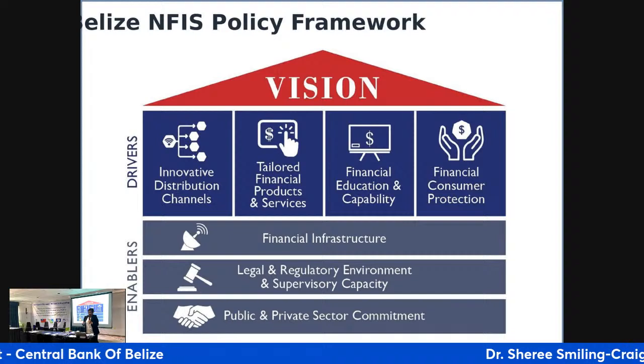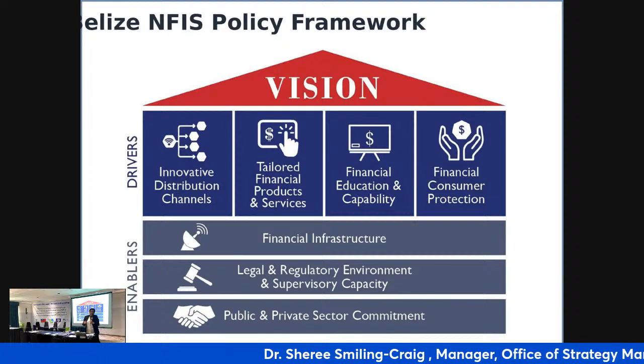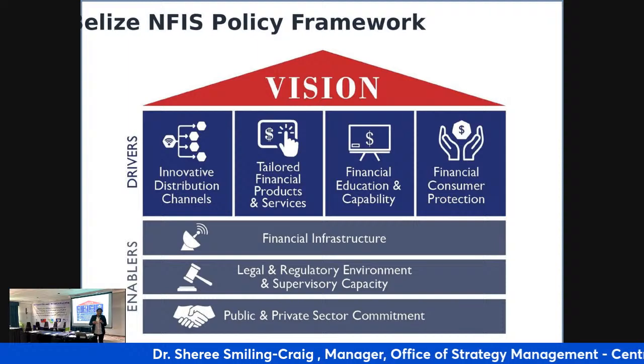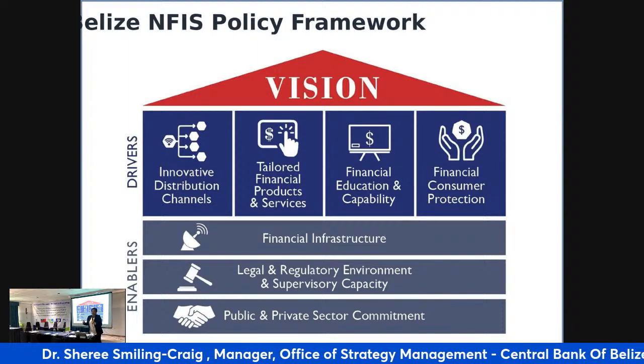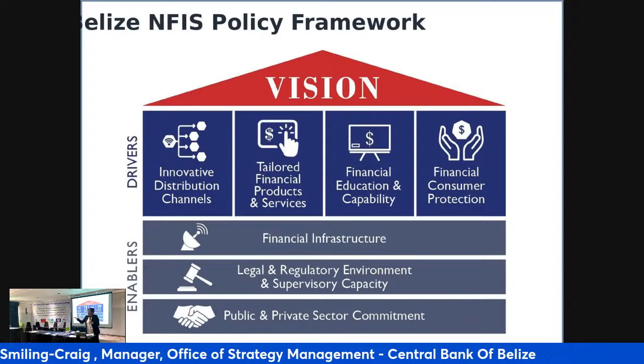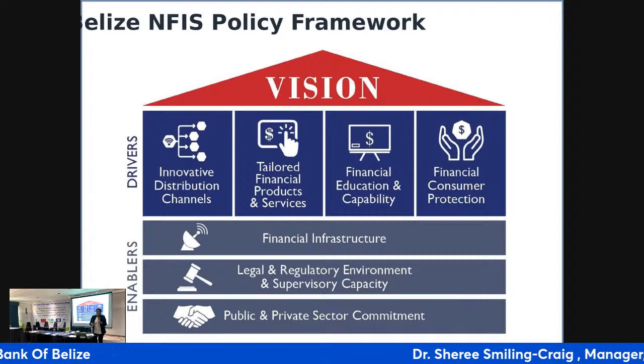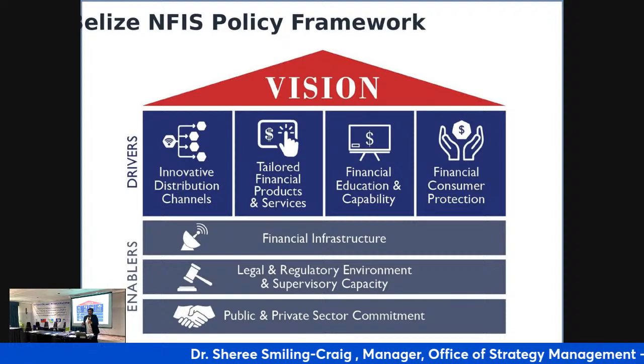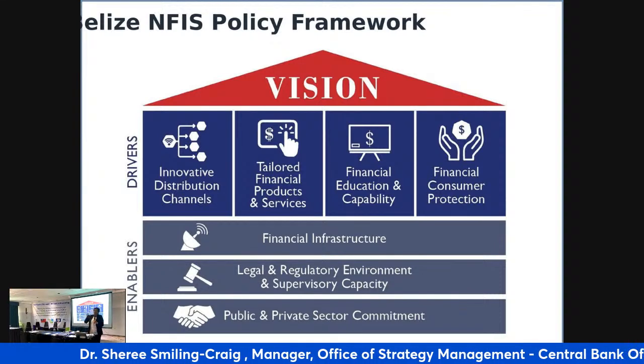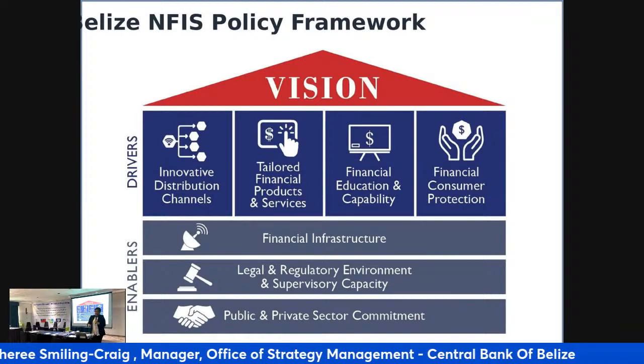Then financial education and capability. And we just don't say literacy. We say capability, education and capability. So you get the theory and you know how to apply it, right? And you apply it to serve your own needs. And then we look at financial consumer protection as one of the major driving pillars. All right, so this is our framework in a house, and we will achieve it.